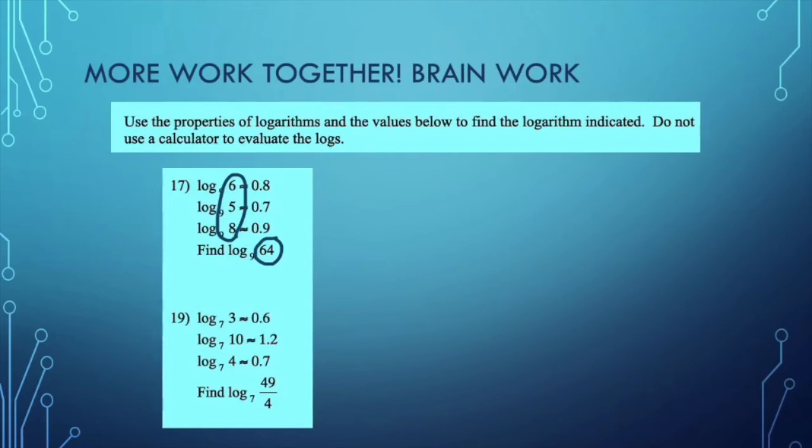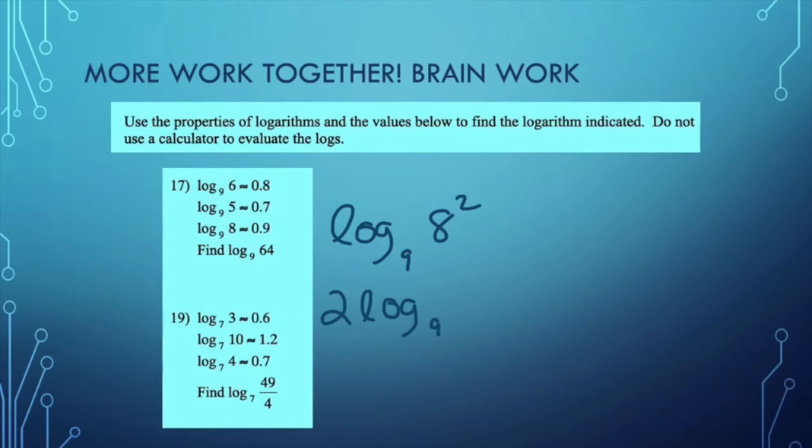So I'm noticing that 8 here, 8 squared is 64. So I can rewrite this right here as log base 9 of 8 squared. We can use our rule that the exponent goes out front. We'll have 2 log base 9 of 8. Now, the cool thing is I know that log base 9 of 8 is 0.9. So I can plug in the 0.9 right there, and I'll have 2 times 0.9.